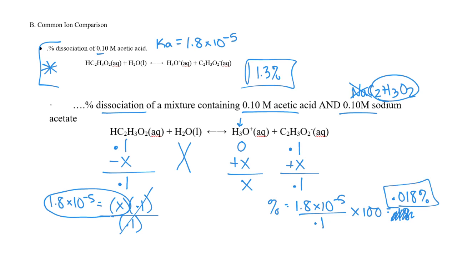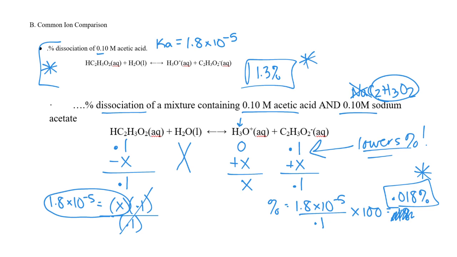Okay, so let's just look at that. I want you guys to compare these two numbers. Without the common ion, the percent ionization was 1.3%. With a common ion already dissolved in the solution, the percent ionization is 0.018. So having the common ion lowers the percent ionization. Okay, that's an important concept for you guys to understand.